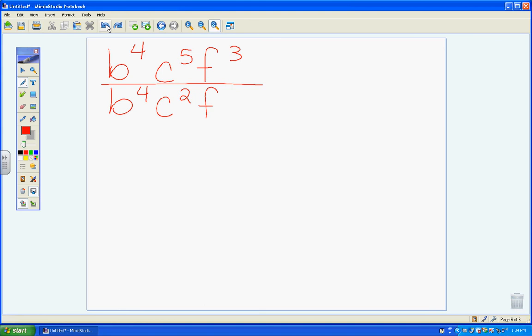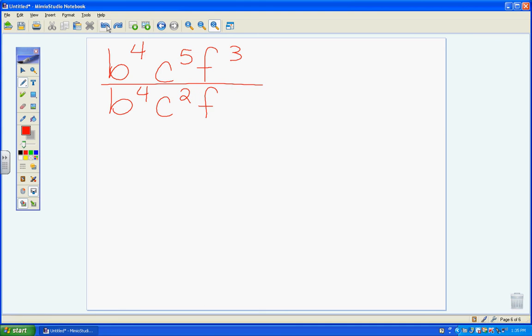What's going to happen to the B here? Think about if it was in expanded form. How many B's are going to be on the top? How many are going to be on the bottom? So when I start canceling them out, how many am I going to be left with? We're going to have none left over. So that's totally going to be gone. B is gone too.